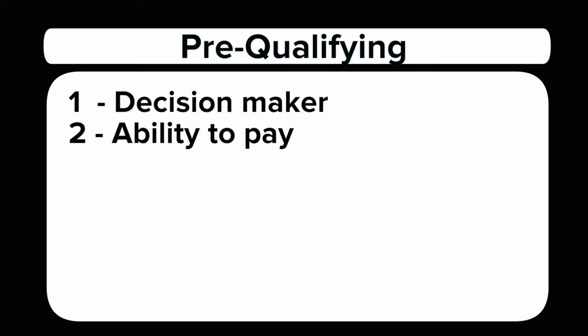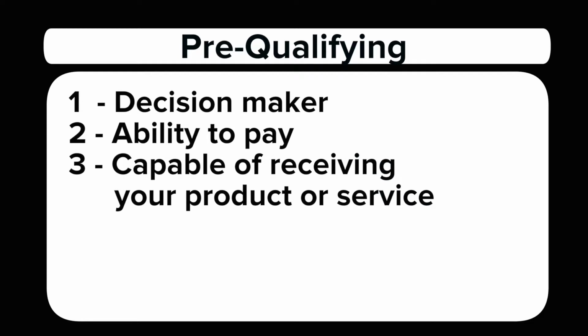Number two, ability to pay. Now, every organization or customer has needs, but if they cannot pay for what you are offering, you will not be able to sell to them. Customers who cannot pay are not pre-qualified. Number three, capable of receiving your product or service. If the prospect lives in Canada and you cannot ship there, they do not pre-qualify. If the service you offer is locally based and they are not local, then they do not pre-qualify.